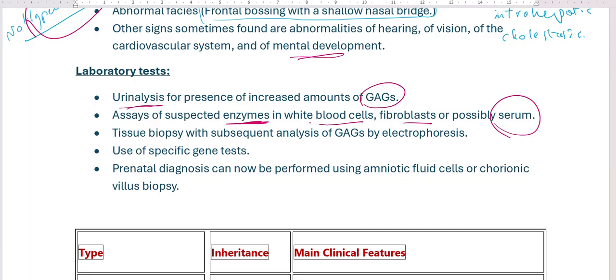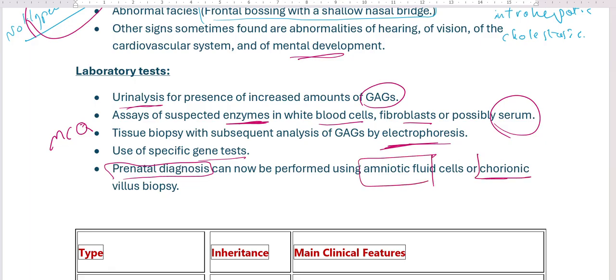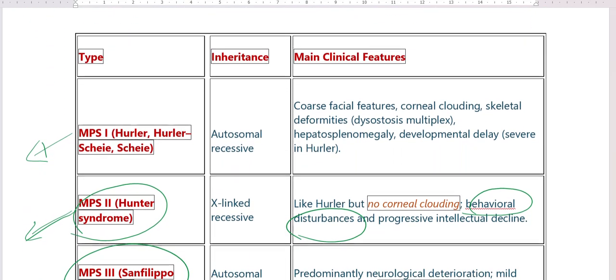Tissue biopsy with analysis of the glycosaminoglycans by electrophoresis. This is a good point for MCQ questions. Electrophoresis and use of specific gene tests or prenatal diagnosis. You can take a sample from the amniotic fluid or chorionic villus sample and do these tests. Now regarding the clinical features, I'll start with the systemic clinical features.